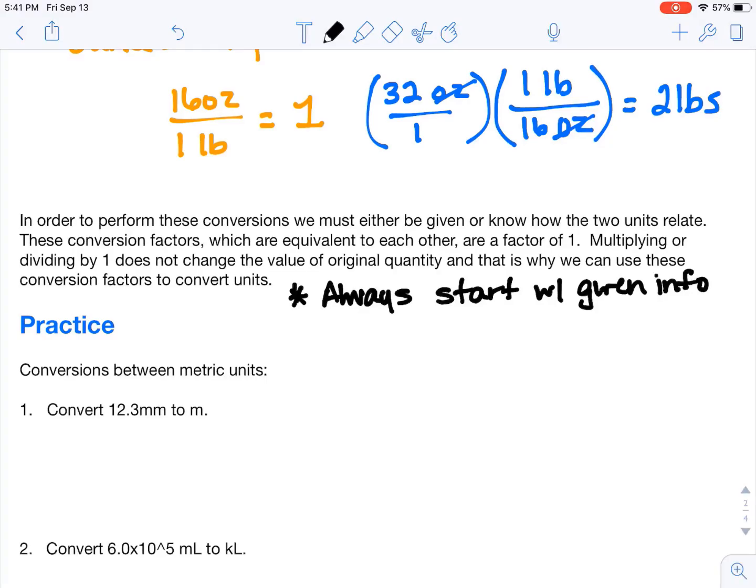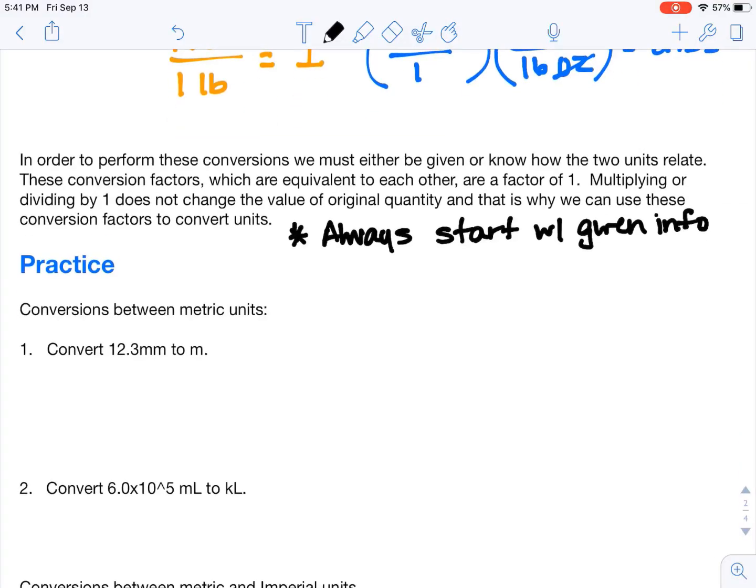And what I mean by always start with, I mean when I start setting up my numbers that I'm going to be using in the process of multiplication, so I'm multiplying fractional or proportional relationships together in order to get my end result, I want to start with what's given to me. So in this first circumstance, I'm being asked to convert from 12.3 millimeters to meters. So how many meters is 12.3 millimeters?